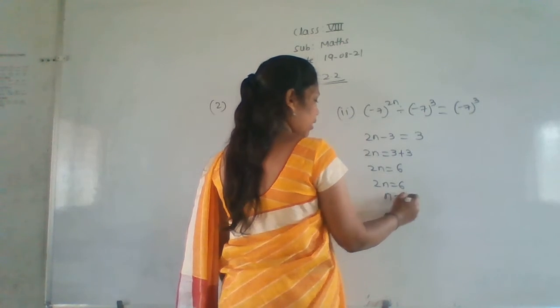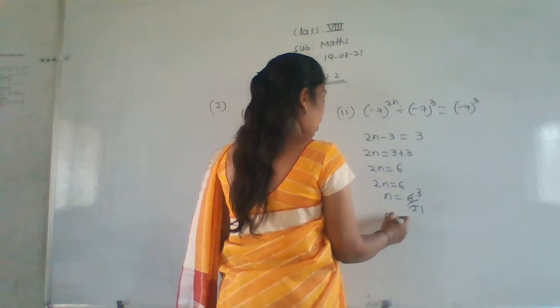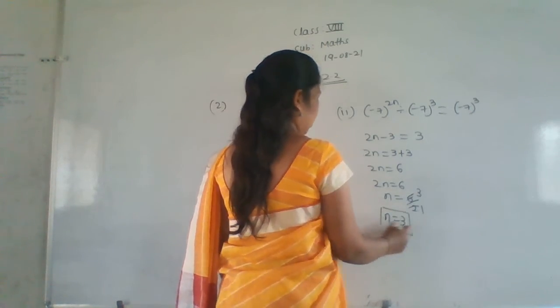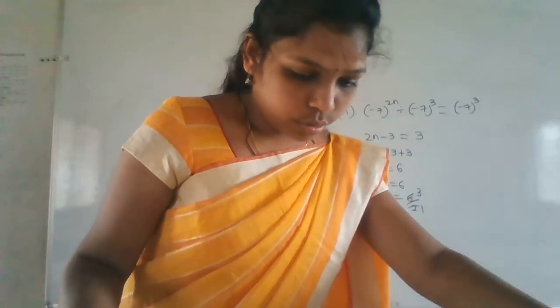What is the n value here? 6 by 2. 2 threes are 6. So the value of n is 3. Okay? So next one.